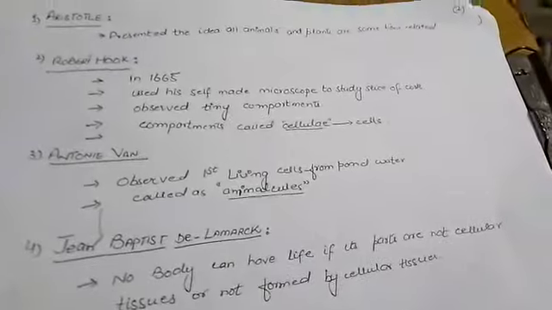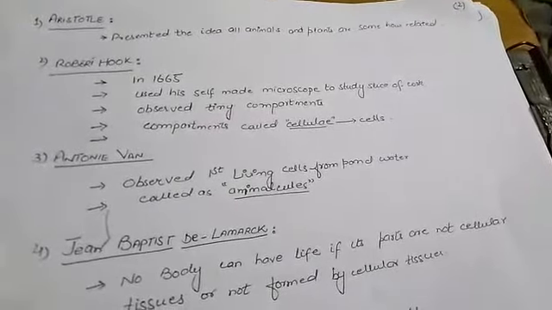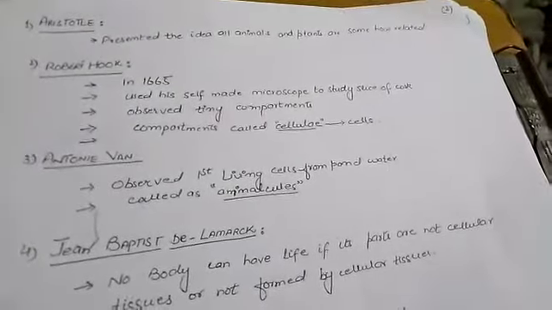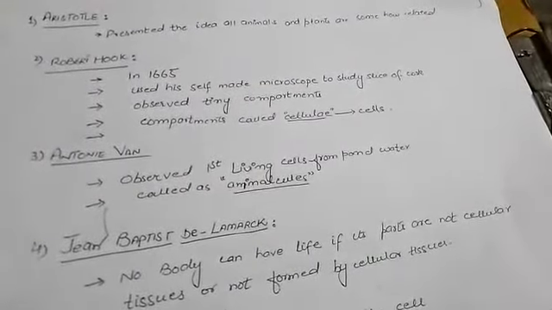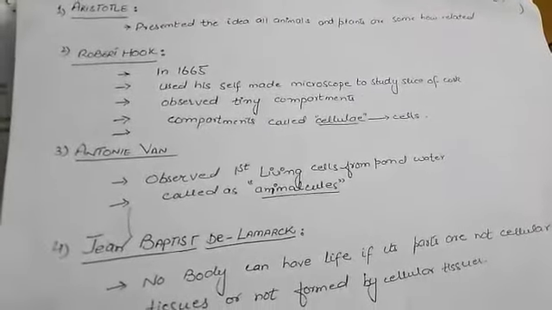First of all, we have Aristotle. He presented the idea that all organisms and plants are somehow related and interdependent, meaning they are dependent on one another. Then we have Robert Hooke.